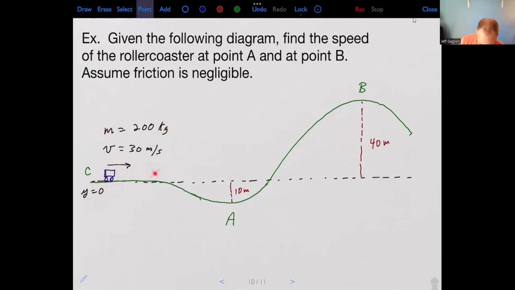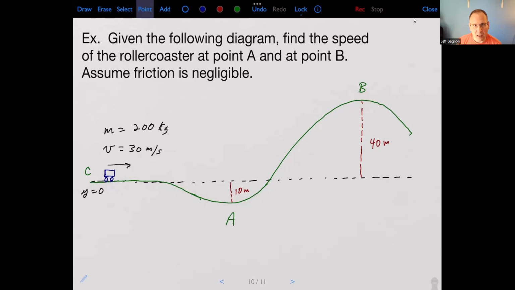So it's going to move through this roller coaster track. And what I want to do is find the speed of the roller coaster at this position, A here, when it's at the bottom of this hill, and I want to find the speed again when it's at the top of this hill at B here. Okay. We're assuming there's no friction, right? So there's no frictional force acting, opposing the motion of the roller coaster.